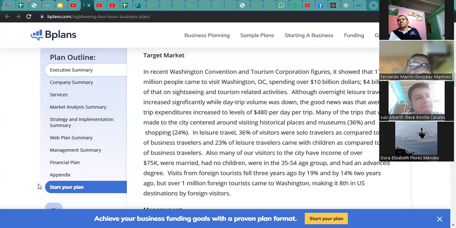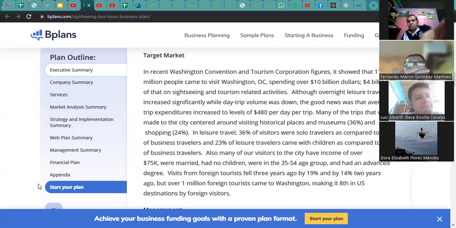$10 billion, my goodness, that is a lot. So 4 billion of that on sightseeing, that is a lot of money, definitely. And it says overnight leisure travel has increased significantly, so that means hotels and nightclubs increase. Day trip volume is down, so the museums and things, that one is not that big. So you can rescue a lot of information here.